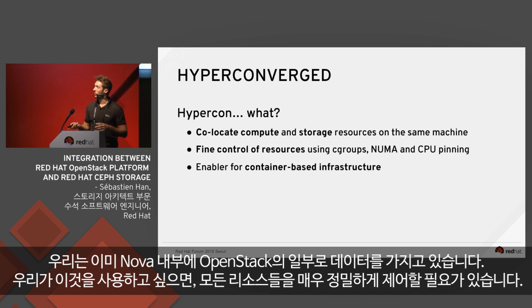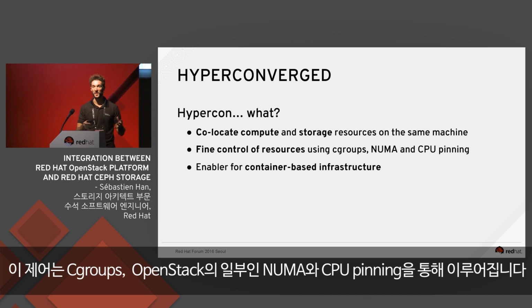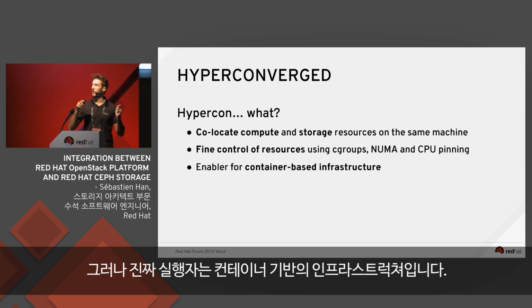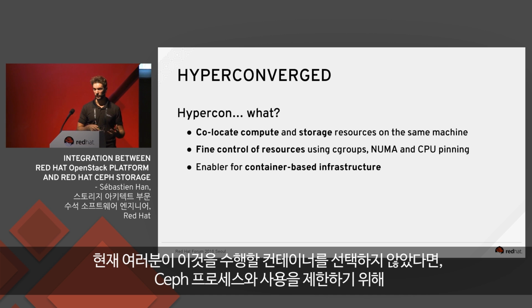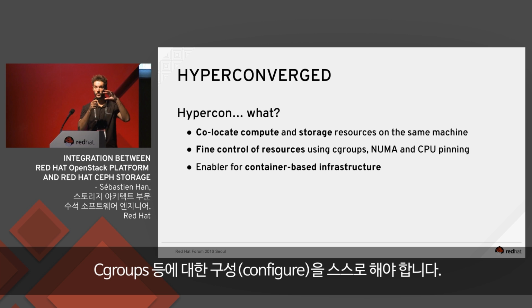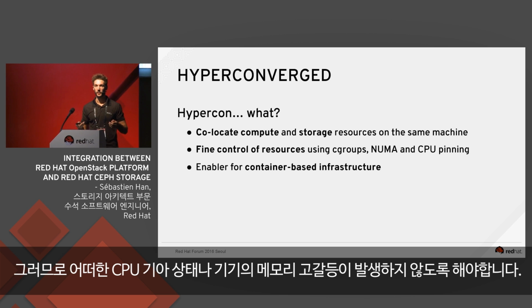We already have that as part of OpenStack within Nova. If we want to do this, we need to have really tight control of all of the resources. This can be done by using cgroups, NUMA, and CPU pinning as part of OpenStack. This is almost there, this is there, but the real enabler is container-based infrastructure. At the moment, if you don't use containers to do this, you will have to configure things like cgroups on your own to restrain Ceph processes and consumption. So by that, you make sure that there is no CPU starvation or memory exhaustion on the machine.